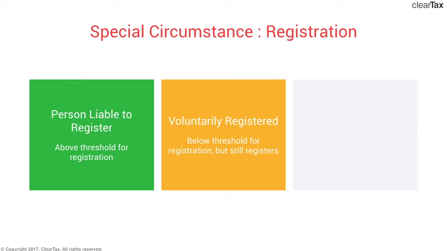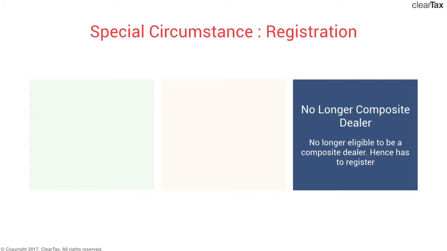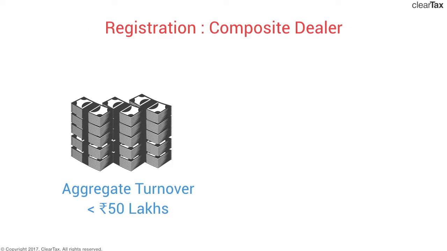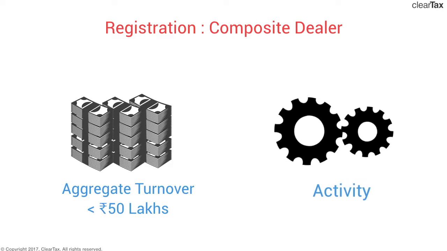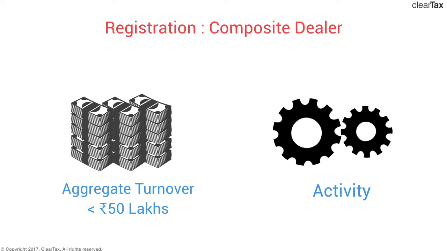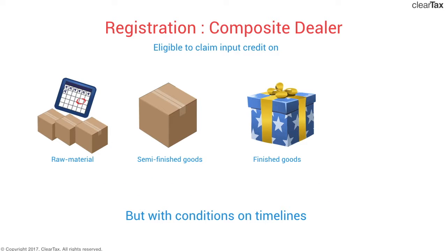This condition exists for all three situations under registration, so we'll check it out together after we've looked into the third situation, where the dealer is no longer a composite dealer, he's a normal dealer and he will have to register. We've seen in great detail what composition scheme is, that the composite dealer will have aggregate turnover less than 50 lakhs, or he's not engaged in certain sets of activities, then he can register as a composite dealer. He's broken one of these conditions and he's no longer a composite dealer. In such a situation, this dealer will have to register and he'll be eligible to claim input tax credit on raw materials, semi-finished goods and finished goods like in the case of other registrations.